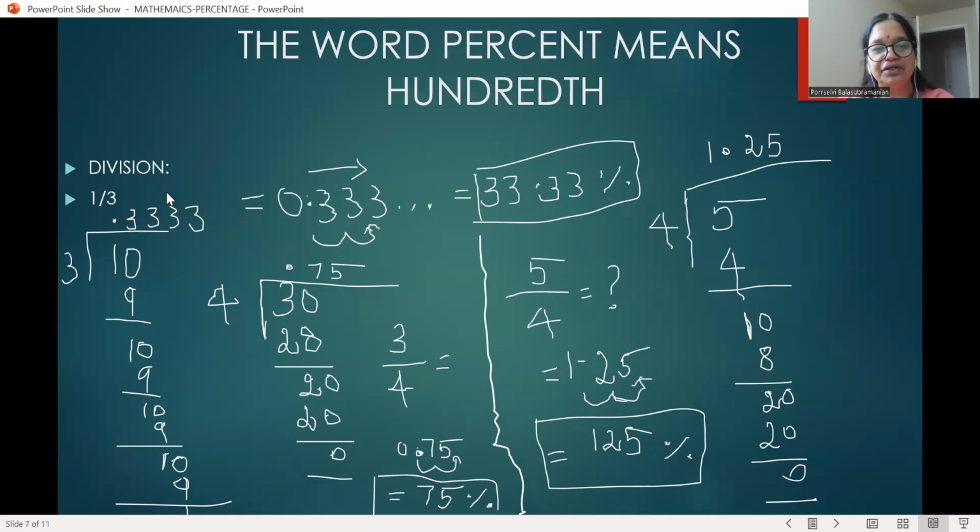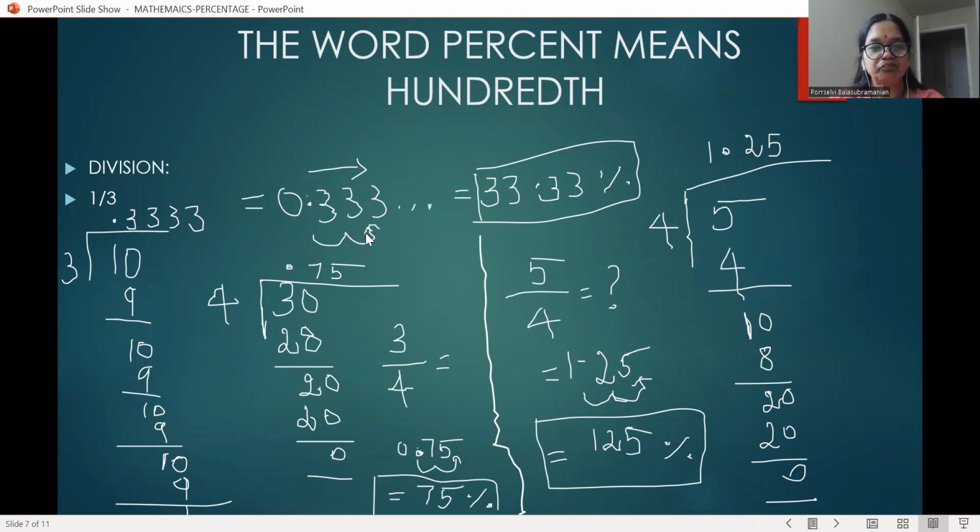Now we are going to convert it into a percentage. In between, we need to convert it into a decimal. Then you have to move the decimal point two places towards the right-hand side, so we'll get 33.33%. The original form is a fraction, and at the end we got the percentage form. In between, you have to convert from the fraction into a decimal value.